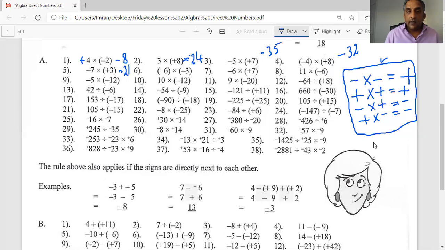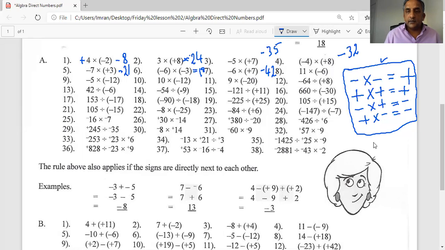Remember, they both are minus now, so we'll just write plus. We don't write plus because it's understood. So it will be 6 times 3 is 18. So the answer will be plus 18. Now we are going to do question number 7. In question number 7, it's minus times plus is minus. 6 times 7 is 42.